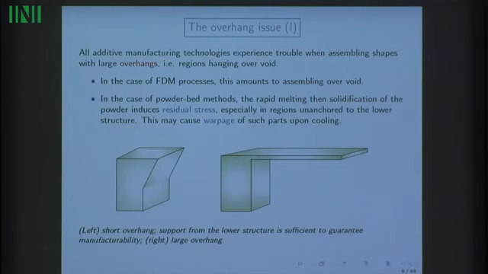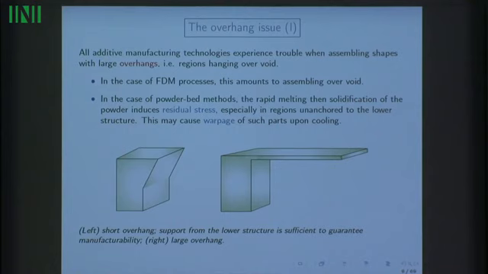It's less clear that overhangs are difficult to build for metallic powder processes, because you could say that actually there is a large region hanging over void, but it's not hanging over void, it's hanging over powder, and so the powder could be a support for producing the shape. But the reason is quite different.